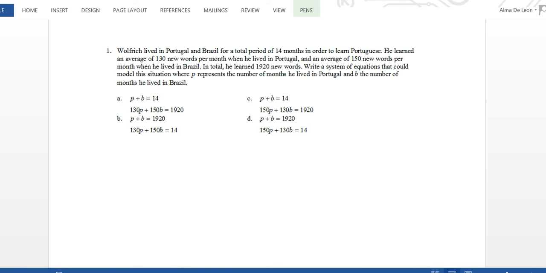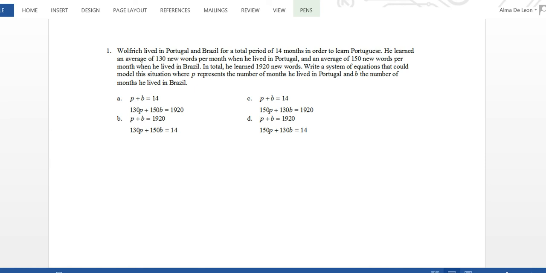Okay, this is problem number 1, module 5. This is a word problem and it has to do with the system of equations. Wolfridge lived in Portugal and Brazil for a total of 14 months in order to learn Portuguese. He learned an average of 130 new words per month when he lived in Portugal, and an average of 150 new words per month when he lived in Brazil.